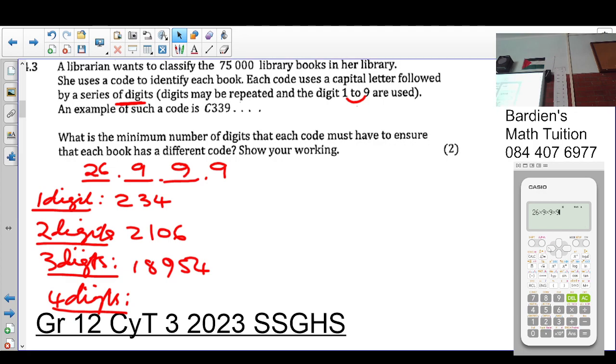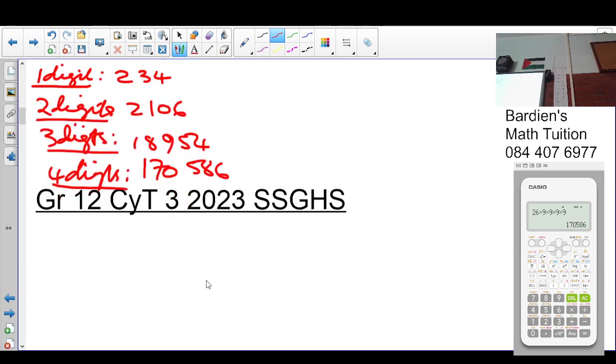Let's go 4 digits. Another 9. That gives you 170,586, which is way over 75,000. So therefore, 4 digits.